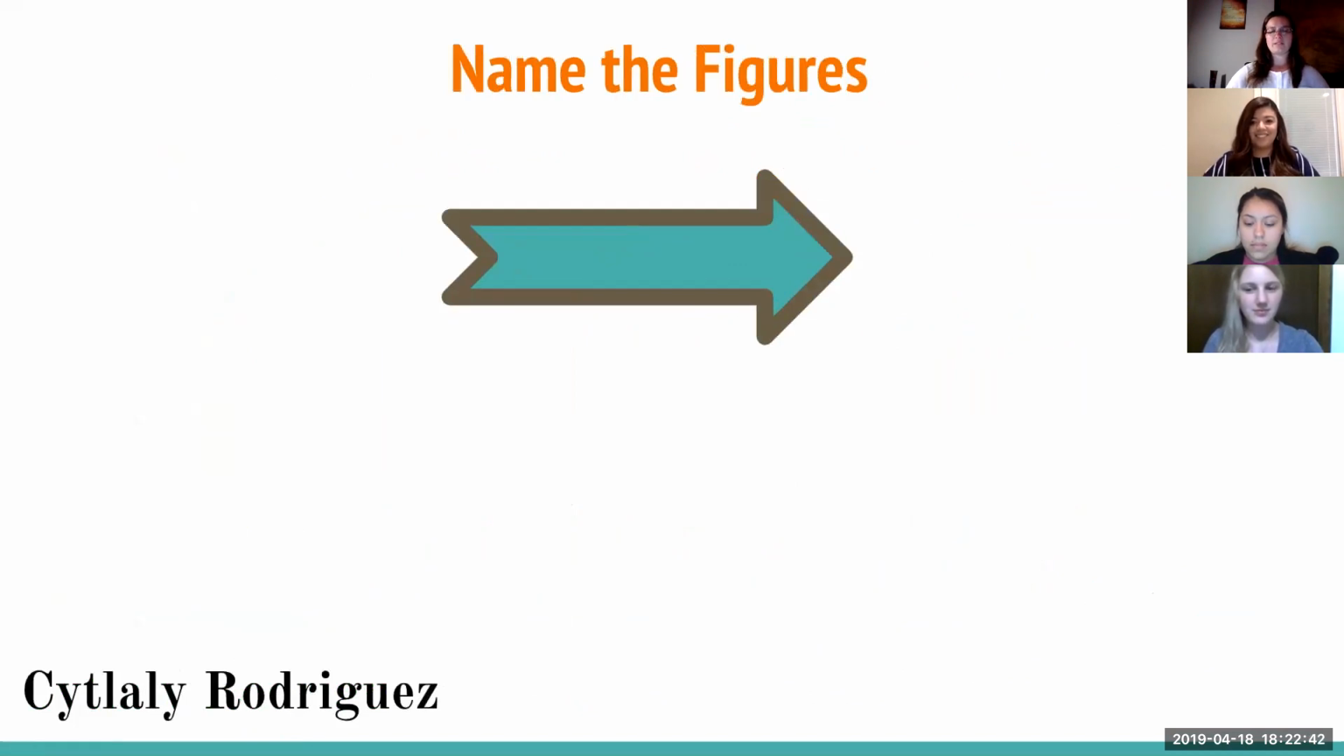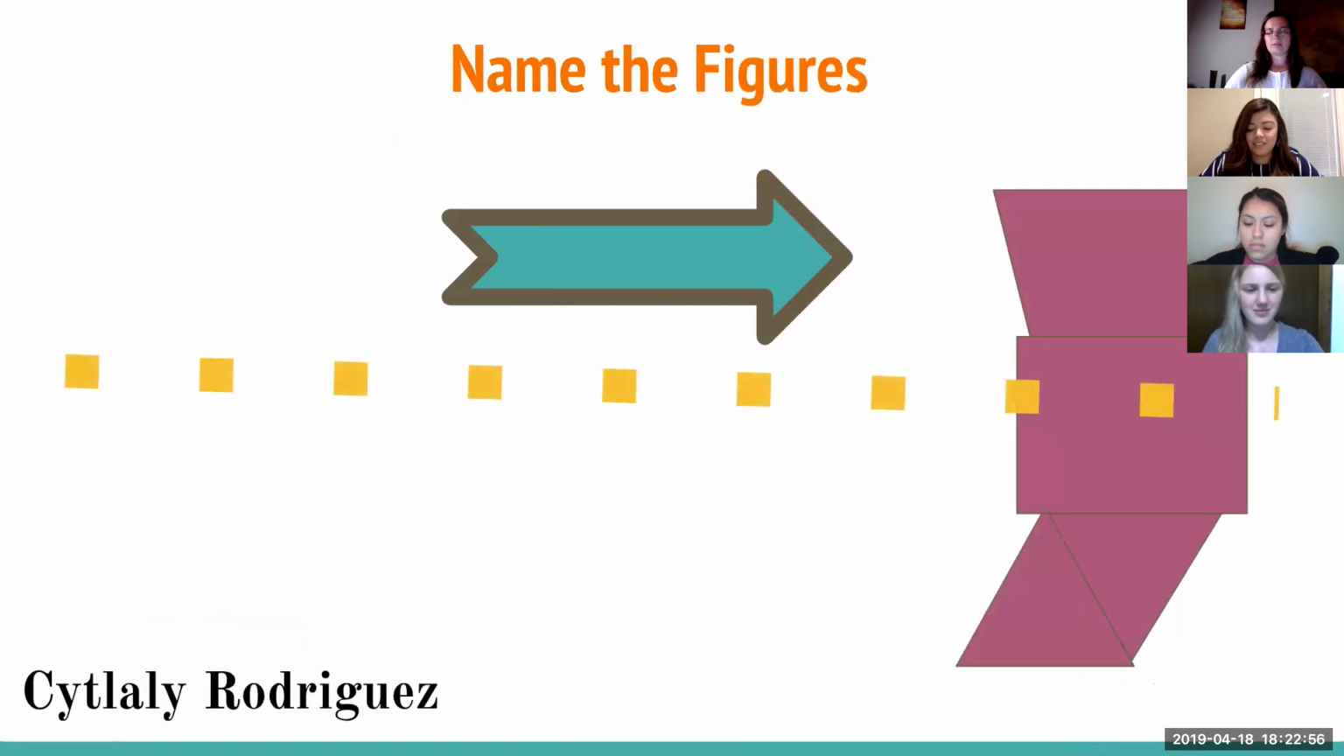Cece, I noticed we reflected both figures on the right and on the left over the horizontal line. I know this because I can see the line of reflection in the middle of the squares, and it is a mirror image. Can you please explain to me what the name is of the figure before the reflection and the name of the figure on the right after the reflection?